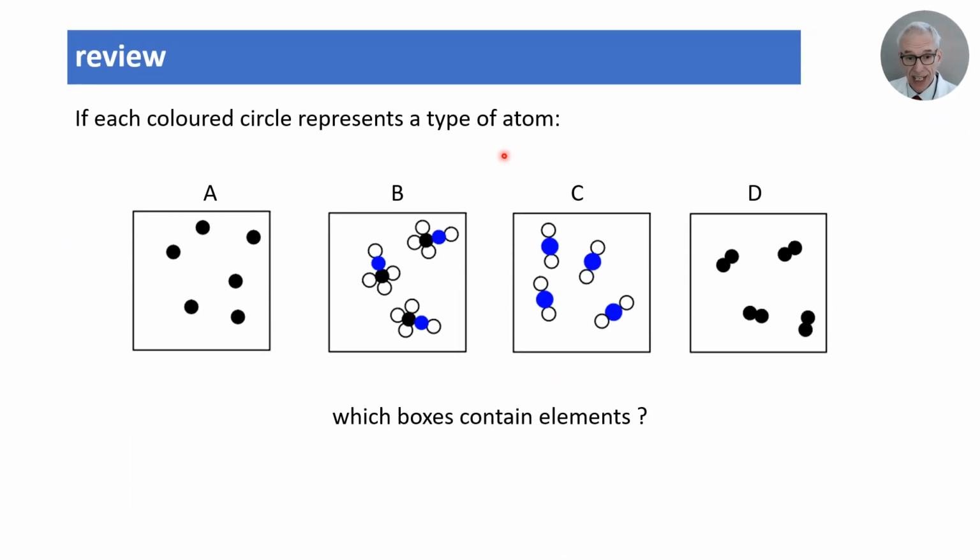Review question. If each coloured circle represents a type of atom, which of the boxes A, B, C or D contain elements? Pause. Come back when you have your answers.